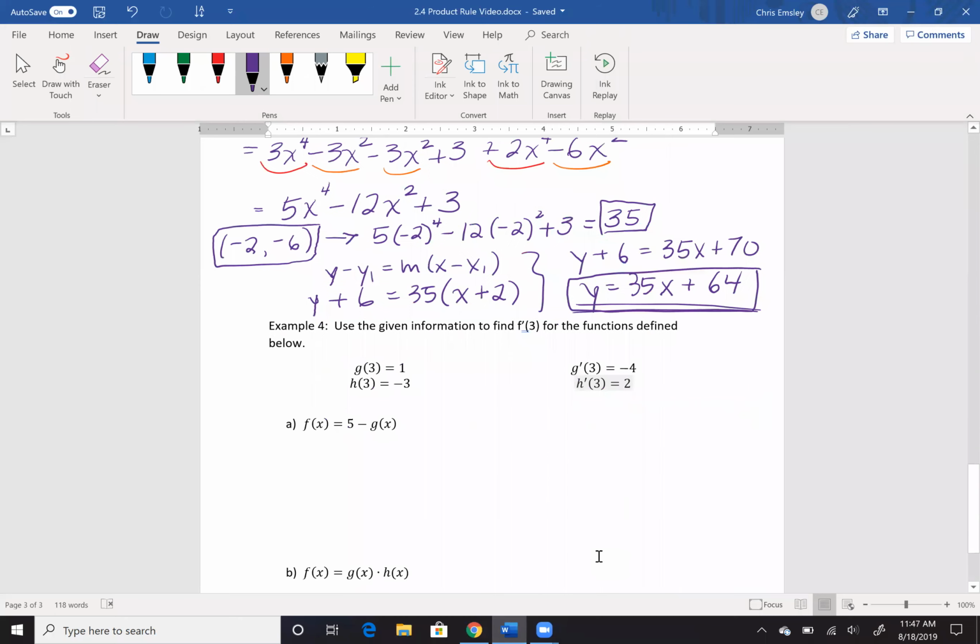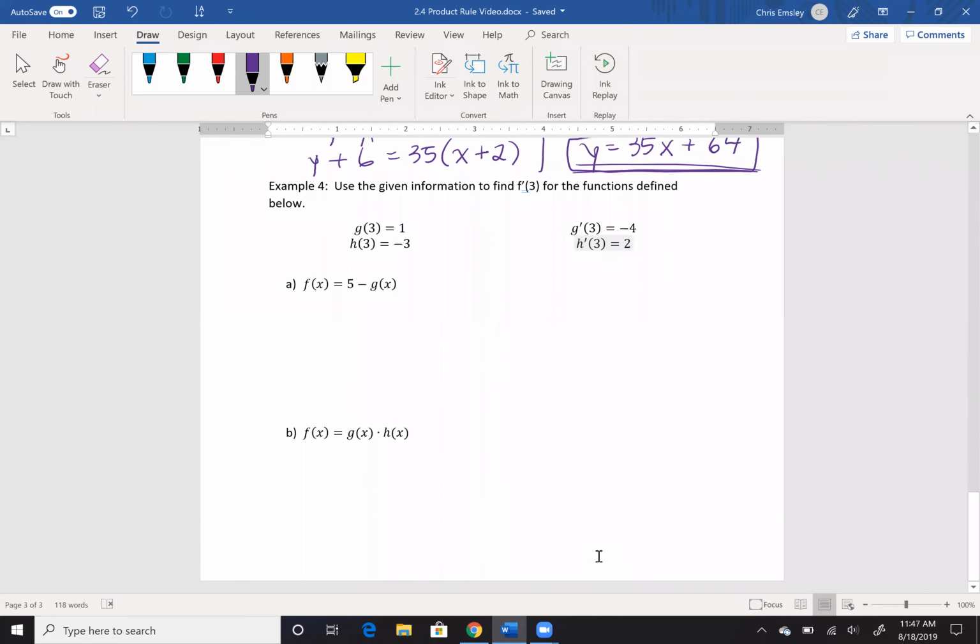Okay, our last example in this section. Okay, this time instead of giving us some equations, they just gave us basically ordered pairs, right? That's what these are. So for the function g, when x equals 3, y is positive 1. For the derivative of g, g prime, when x is 3, the y value is -4, and then we have values for the h function also. And they are asking us for each of these, for part A and part B, our goal is to find f prime of 3. So we need the derivative, and then we're going to plug in 3 for x.